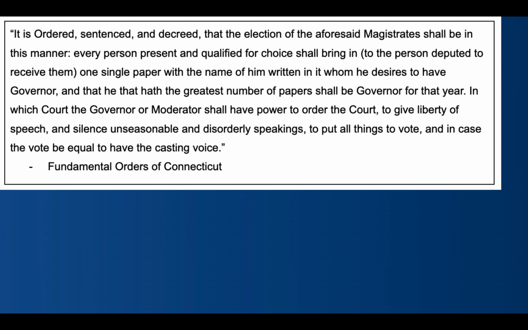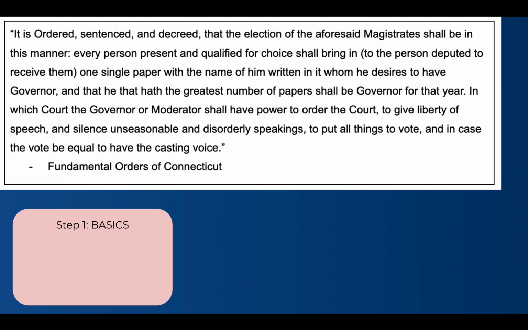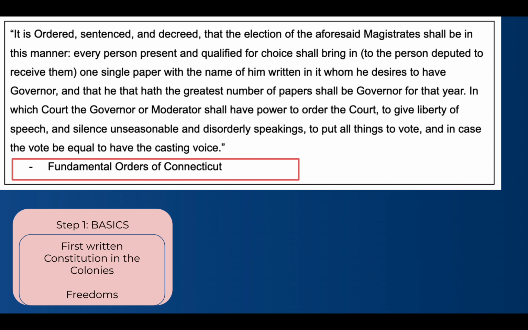This one's tough. I know looking at a document like this is tough. A lot of words that you may not have seen before, a lot of words that might trip you up. So again, we gotta go through this step by step. We're gonna talk a little bit more about this later, but start with the basics. This is the Fundamental Orders of Connecticut, first written constitution in the colonies, offered freedoms.